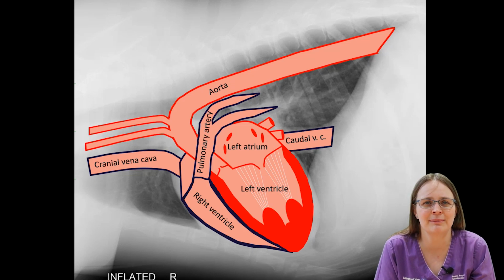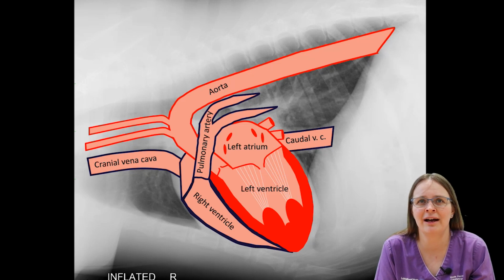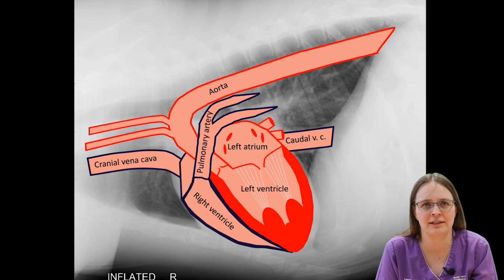We can see the aorta coming off the left ventricle. And then from the right heart, we can see the cranial vena cava and caudal vena cava coming into the right atrium that we can't actually see a lot of from this side, and the right ventricle. And remember, this is a right lateral radiograph. Therefore, this is what we are seeing from the left side of the chest and what our stethoscope is going to pick up on the left side of the chest.